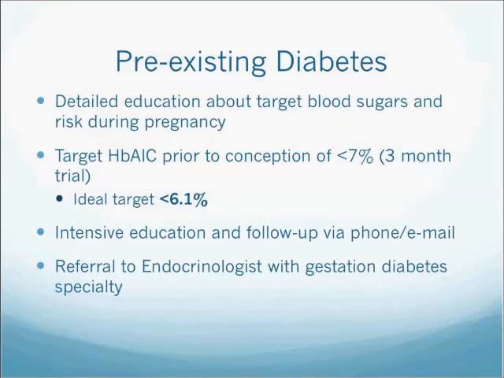For those women with pre-existing diabetes, it is also really important to provide a lot of detailed education and recommendations about the target blood sugars and risks during pregnancy for both the baby and the mother. The target A1C is much tighter prior to conception, and we recommend less than 7%. We try to do a 3-month trial with women, but the ideal target is actually less than 6.1%.